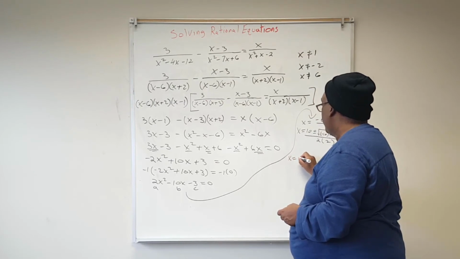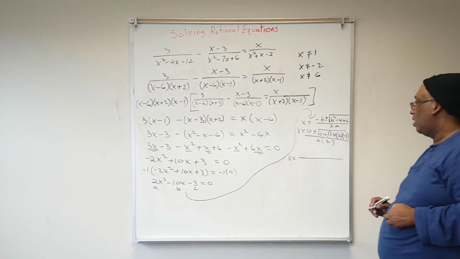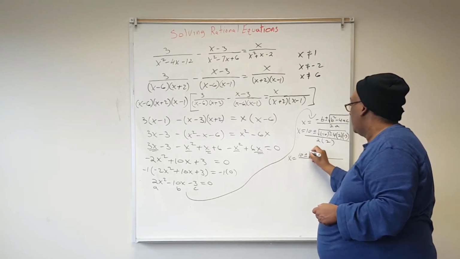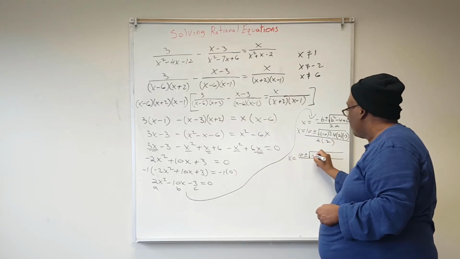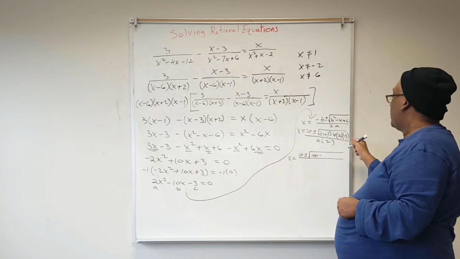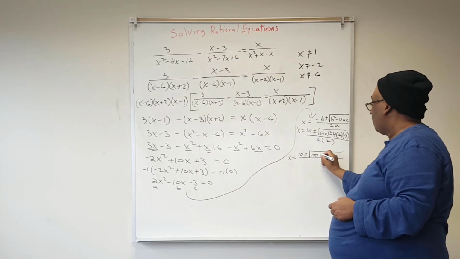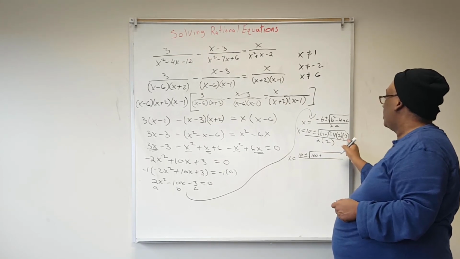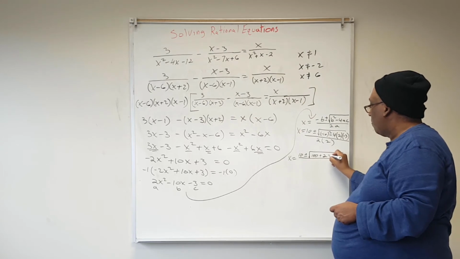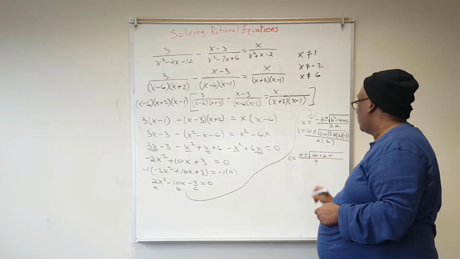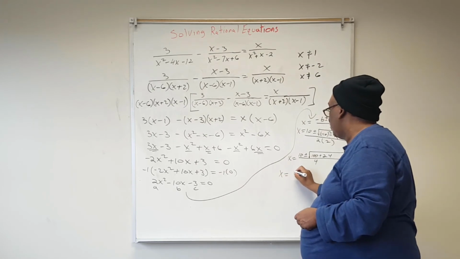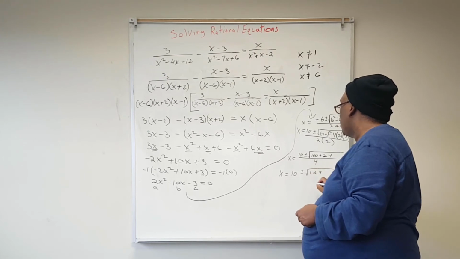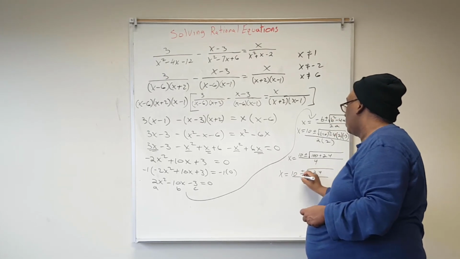Rewriting that, simplifying that, we get the following. 10 plus minus square root 100, minus times a minus is a positive. That gives us 24. Let's see, this is 6 times 4 is 24. All over 4. So x equals 10 plus minus square root 124 all over 4.